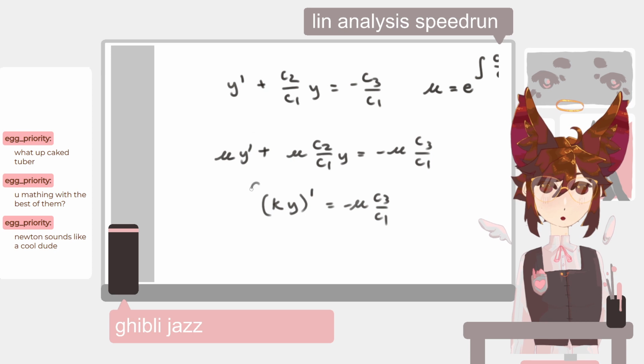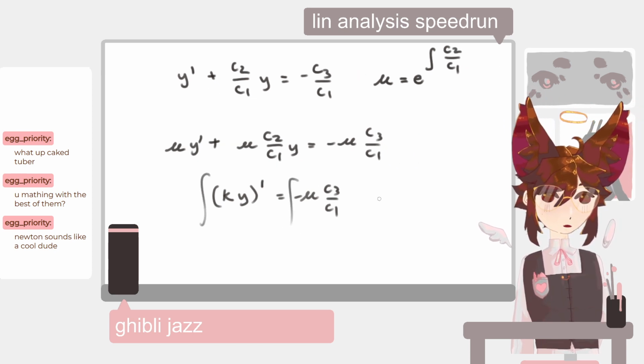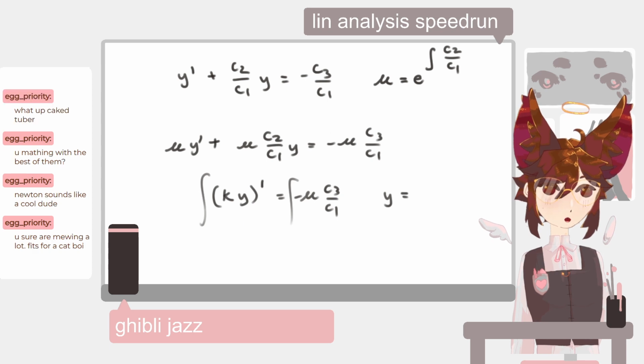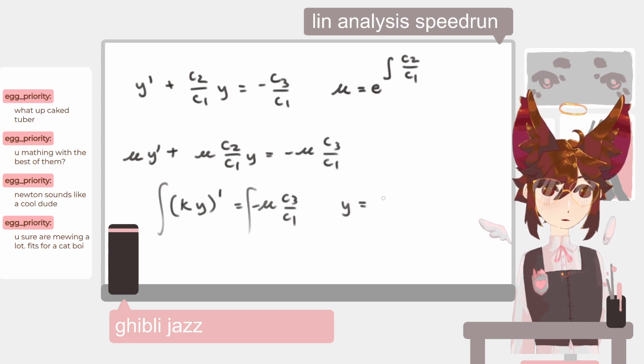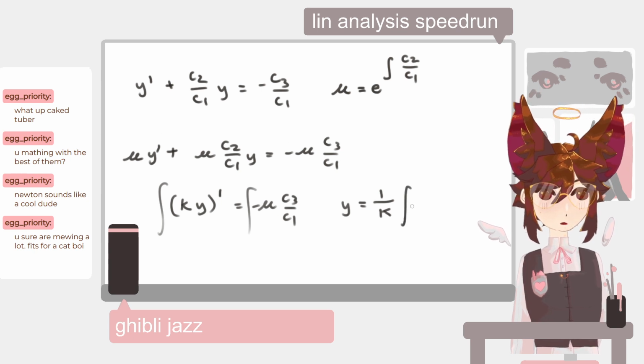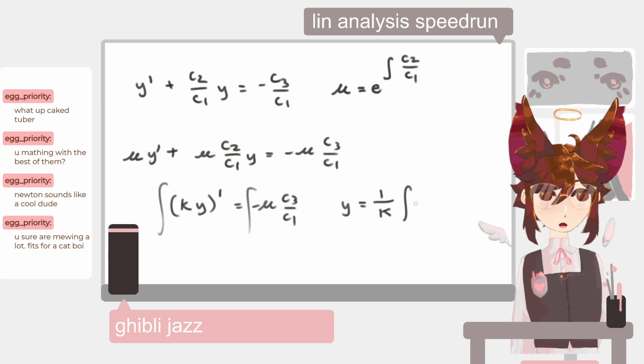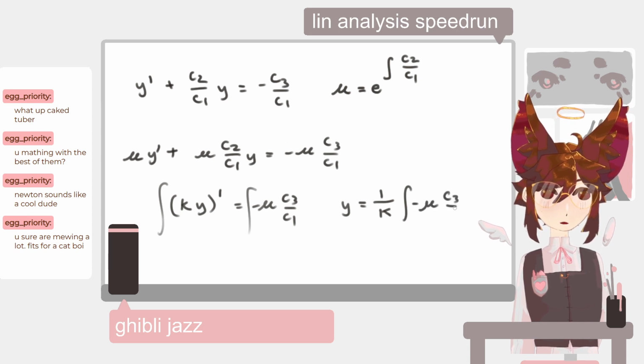Because this is a prime, then we can integrate both sides, and the rest is history. So you'll get y equals, if you want to do this out, 1 over k. Usually it's negative, doesn't have to be negative, but negative mu c3 over c1.